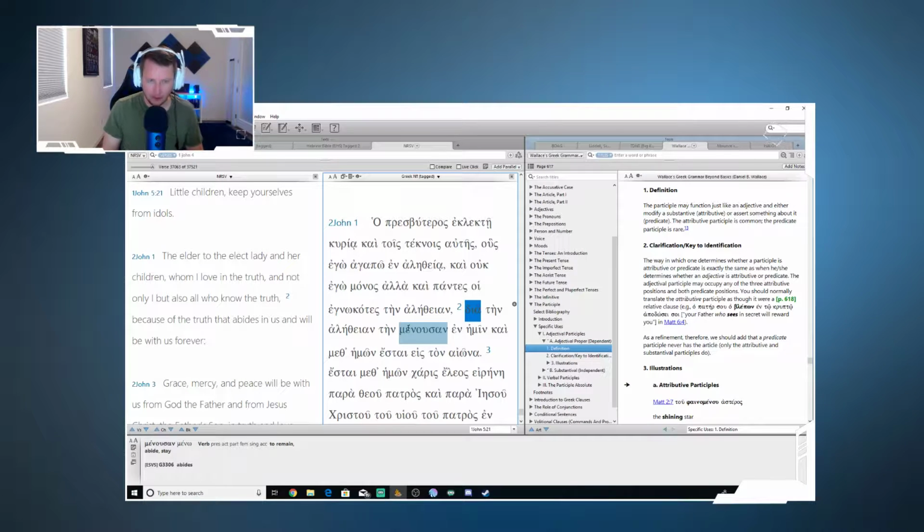Okay. Because the truth that... Now, this is present active participle. It bears a continuous aspect. It's not present, it's continuous active participle. So the truth that continues remaining in us. Is the truth that continuously remains in us.